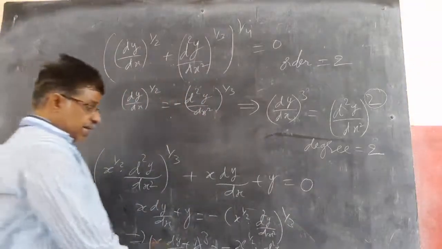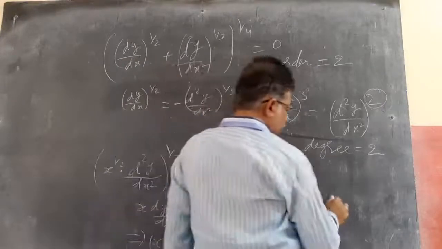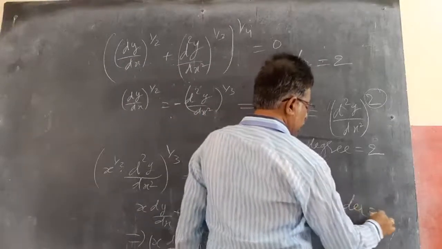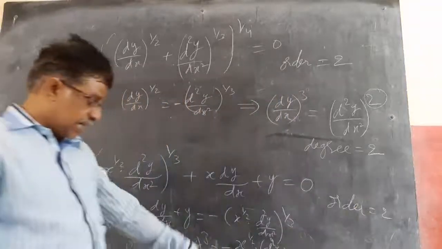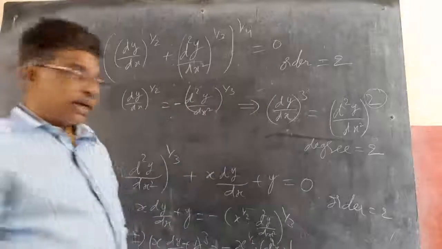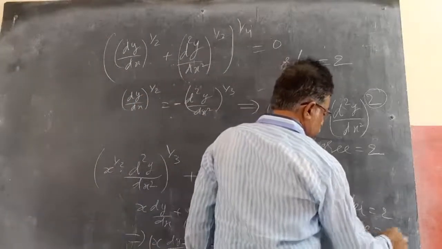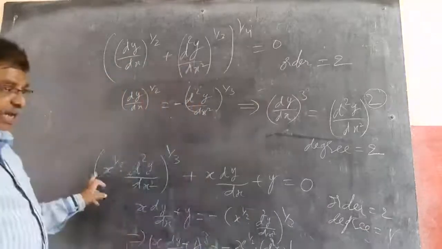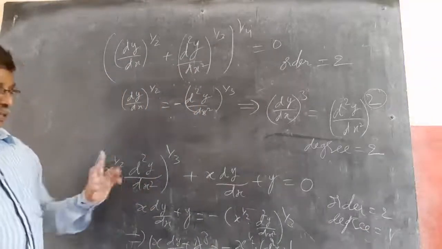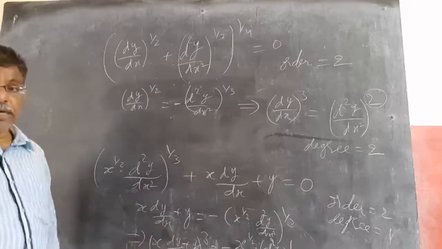Now what is the order here? Order is the highest derivative, this is 2. So order equal to 2 again. But the degree of this equation, the highest power of the highest derivative, is only 1 here. So degree is 1. So this is a differential equation of order 2, degree 1 after converting.